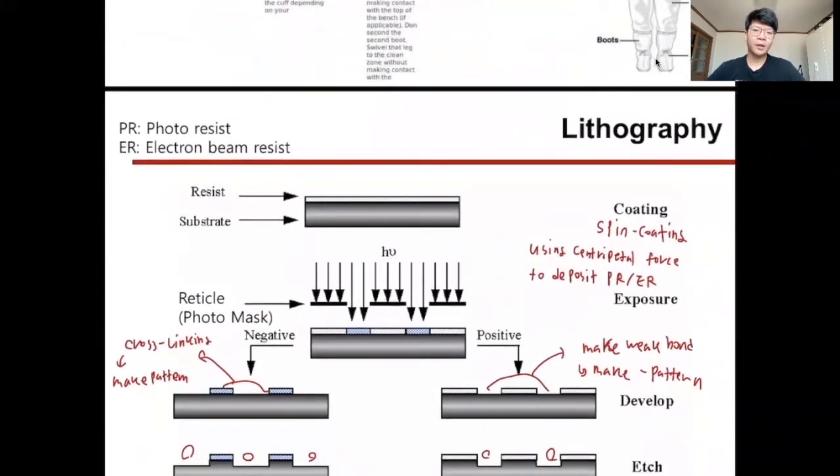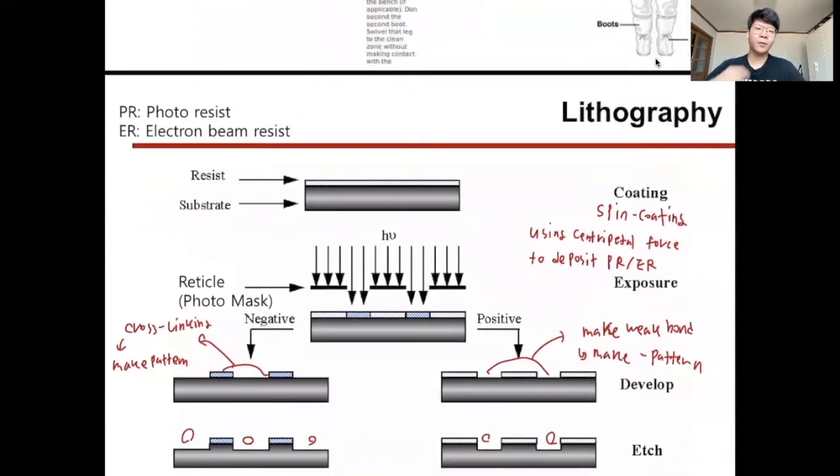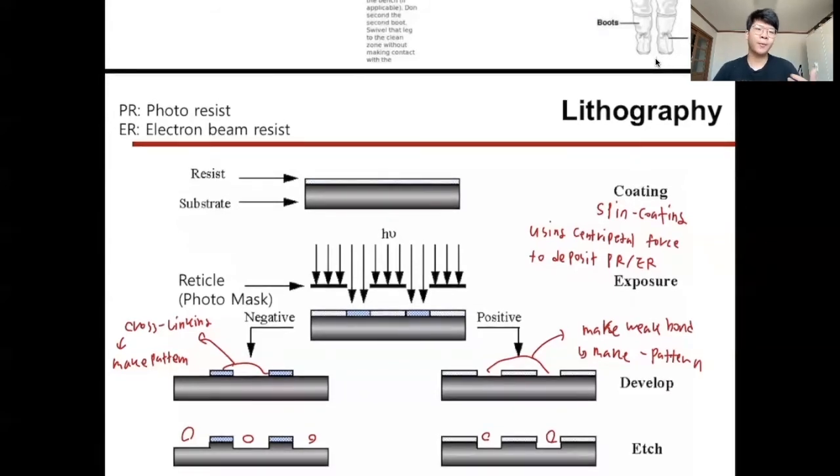And the lithography, photolithography. Before we engrave these patterns or selective patterns in the wafer, we coat with the photoresist. The photoresist means that it resists the photons. So in coating, we use spin coating, which uses centripetal force to deposit evenly on the wafer.